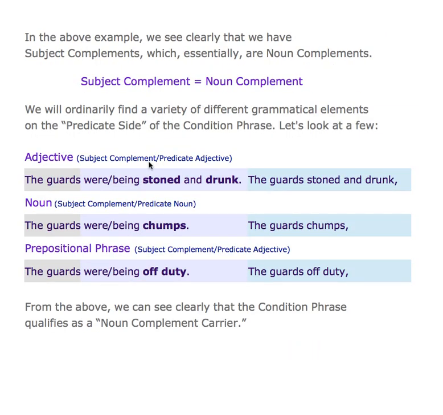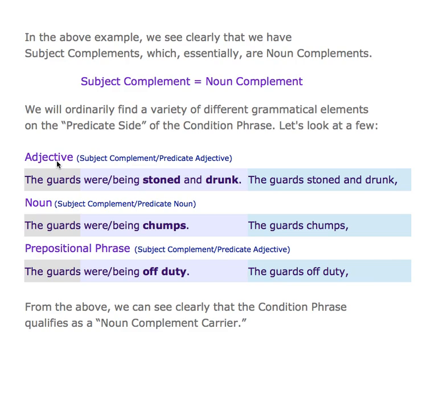Now, in the above example, we see clearly that we have subject complements, which essentially are noun complements. A subject complement is a noun complement. I did a whole bunch of videos on noun complements. I did a study more comprehensive than any that I've seen on the internet. I haven't seen anybody go as deep into the noun complement as I have. So you can check my other videos for that. But you'll see that this is all related to that. We will ordinarily find a variety of different grammatical elements on the predicate side of the condition phrase. Let's look at a few.